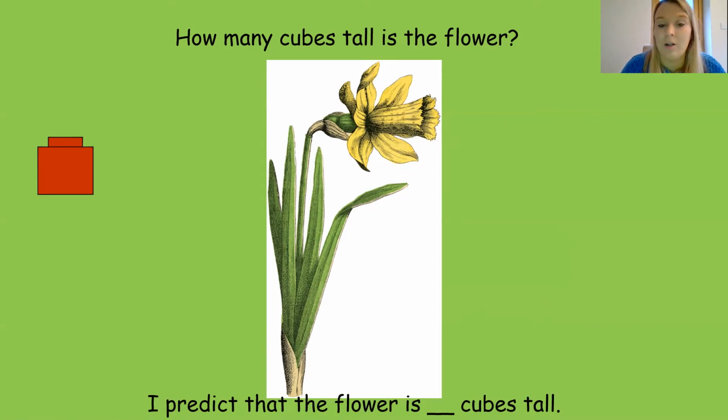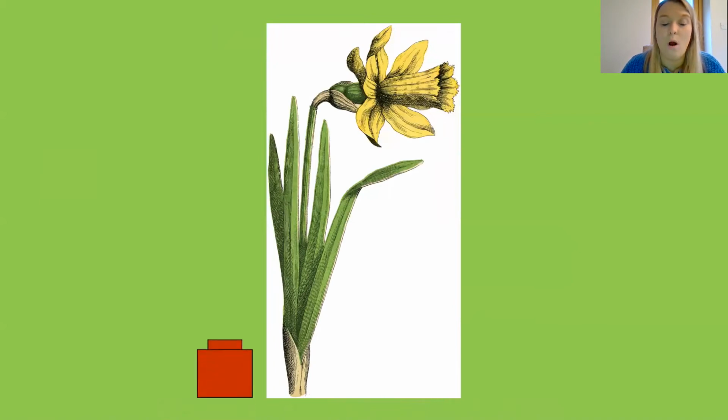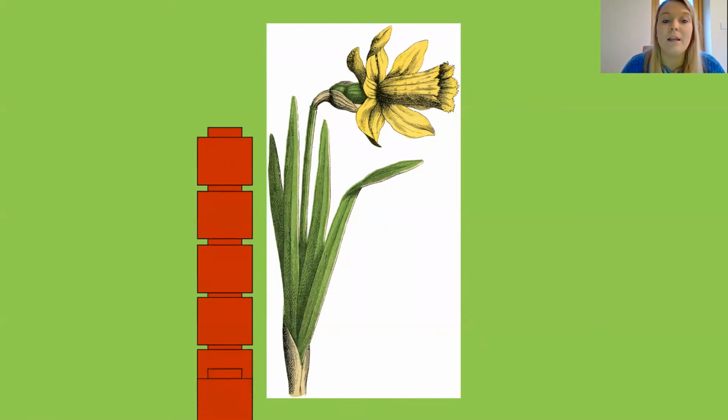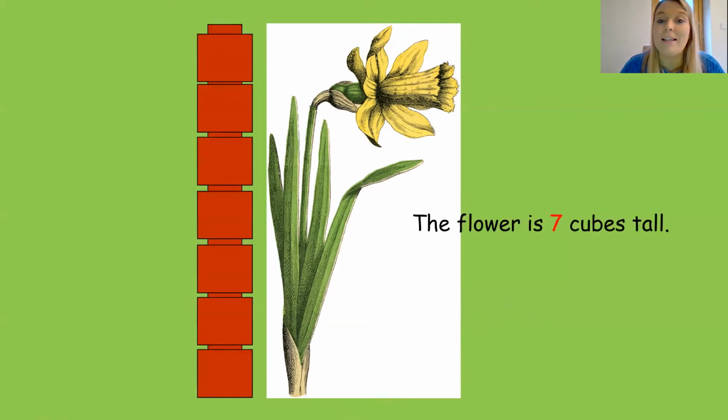Okay, well done. Let's have a look. Ready? Count with me. 1, 2, 3, 4, 5, 6, 7. The flower is 7 cubes tall. Can you say that? Well done.